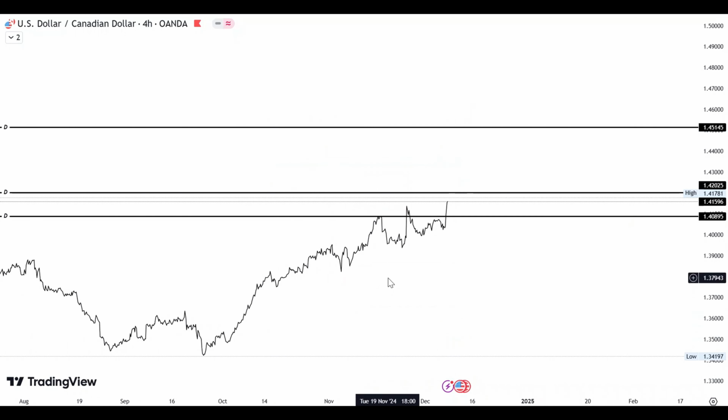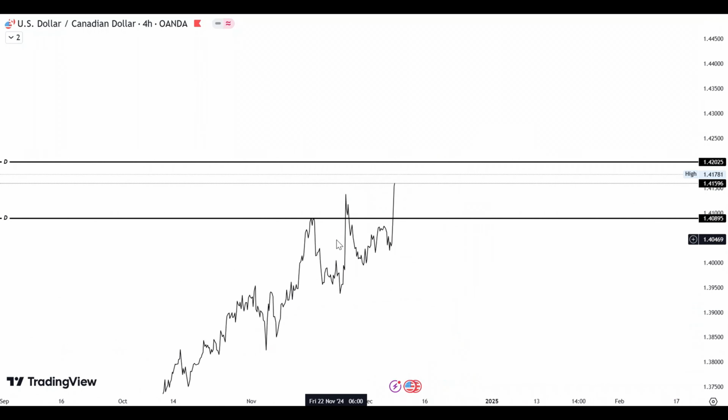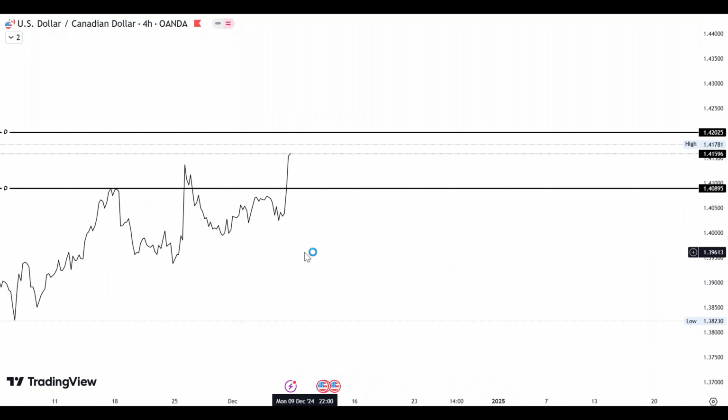So I'm going to pick this one and signify it as daily. I believe everyone watching this video knows what support and resistance is already if you are a trader. I'm going to signify it as daily so that it will be easier for me to identify it later.